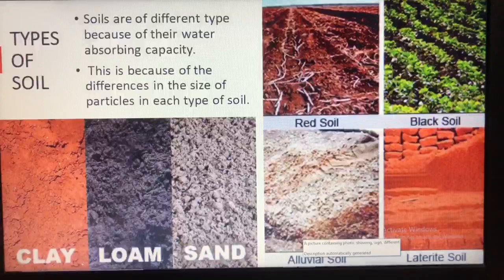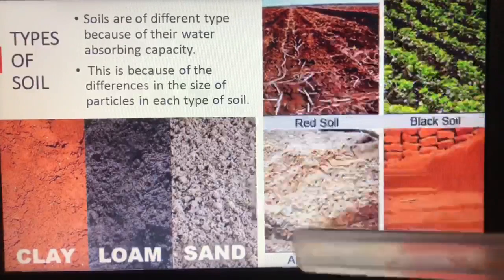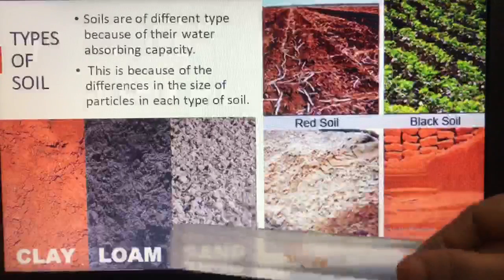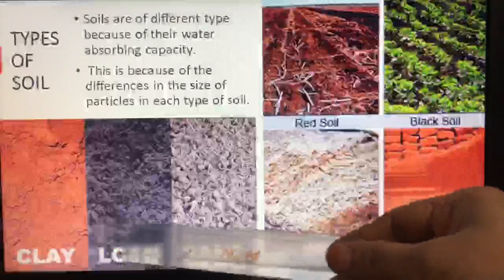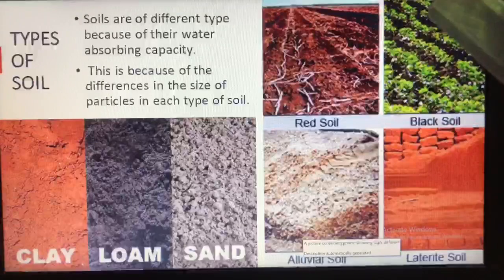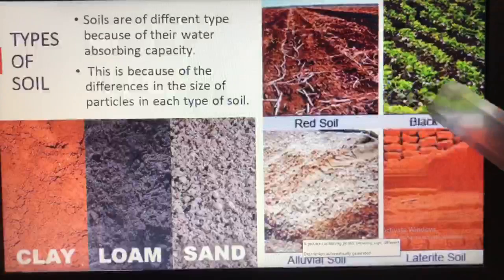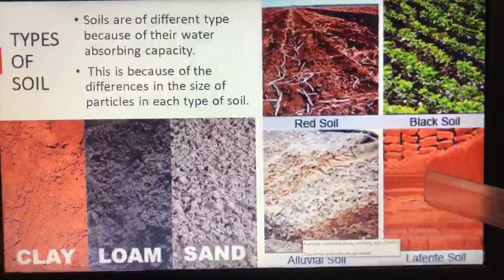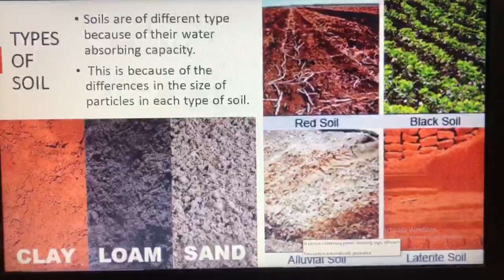So soils are of different types because of their absorbing capacity. So why are there different types of soil? Because of their water absorbing capacity. This is because of the difference in particle sizes in each type of soil. Here is a picture where you can see the different types of soil. The first one is clay soil, second one is loamy soil, and the third one is sandy soil. Here these are red soil, black soil, alluvial soil, and laterite soil.